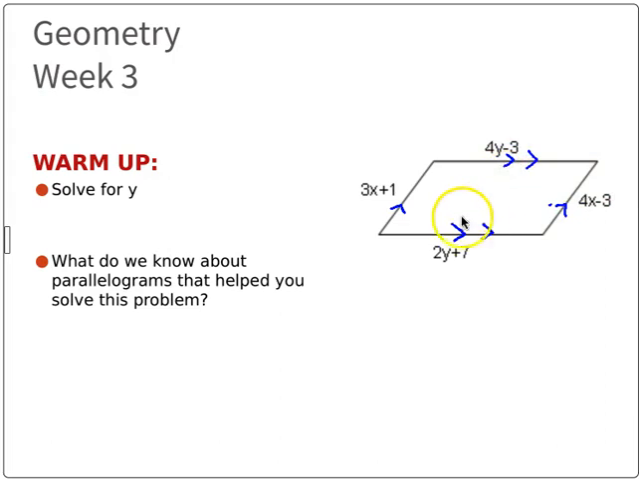This side has 2 arrows and this side also has 2 arrows. That means these 2 sides are parallel. So we have 2 sets of opposite sides that are parallel. So what kind of shape are we working with? If you said parallelogram, you are right. So I'm giving you some hints to get started here.